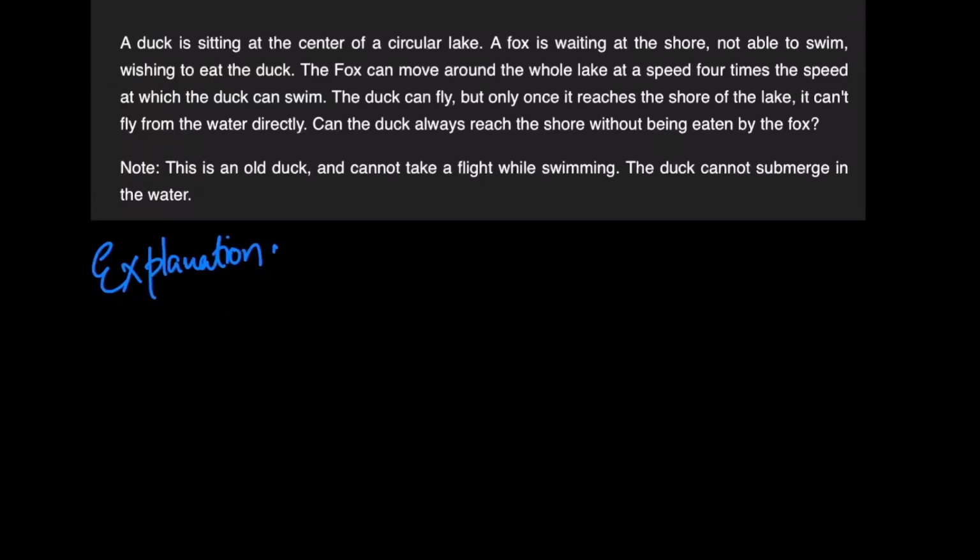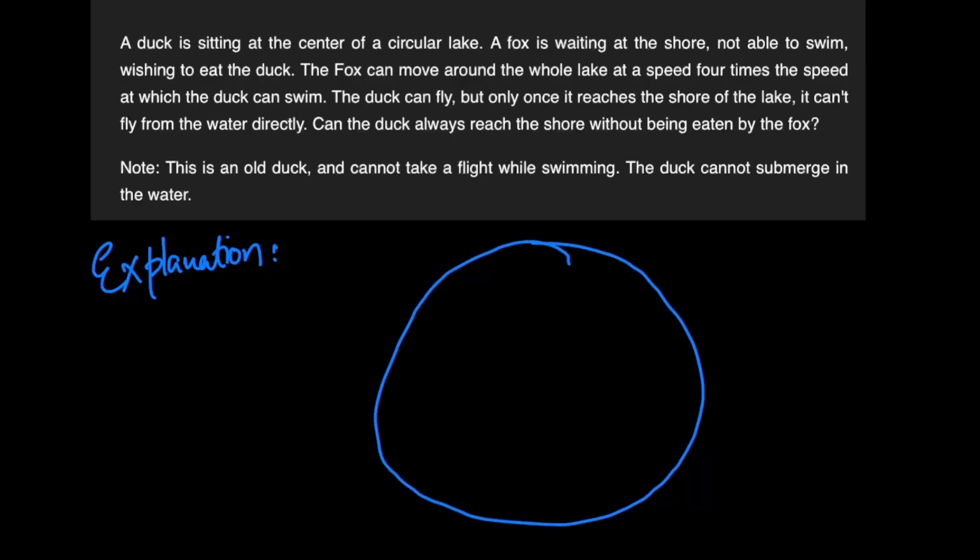So just to draw out what is going on, we have a circular lake and the duck is currently at the center, and let's say the fox is over here at the perimeter. Now the fox is waiting at the shore of the lake and the fox is not able to swim, but the fox wants to eat the duck, right? So the fox will basically try to catch the duck as soon as it reaches the shore.